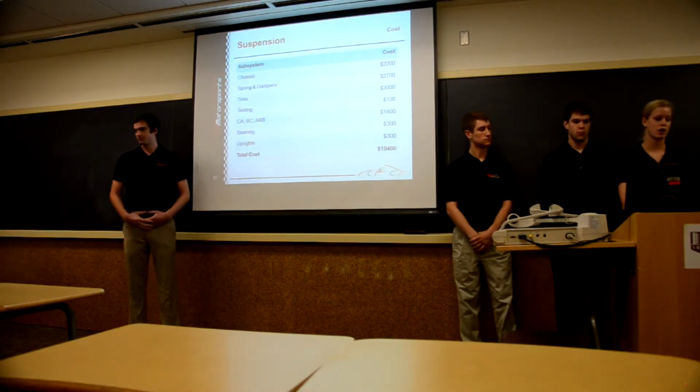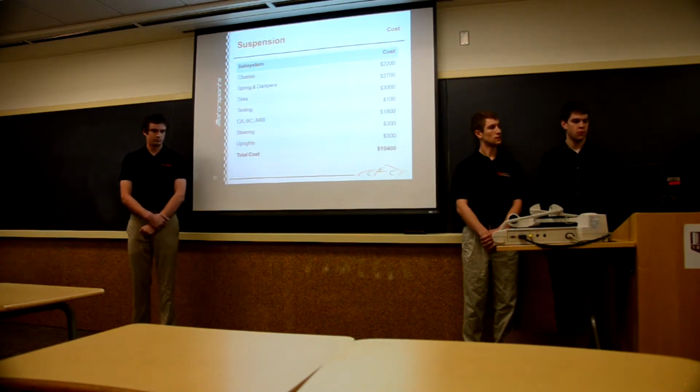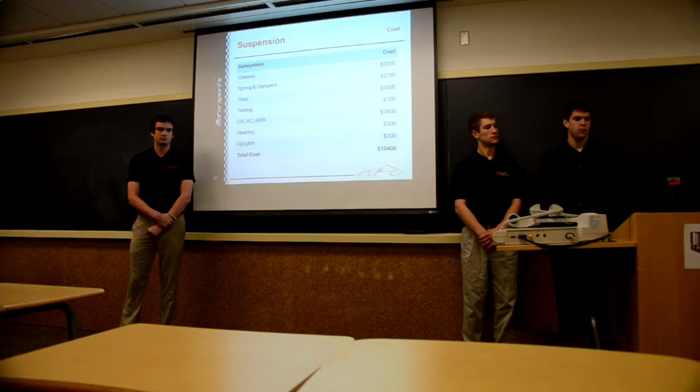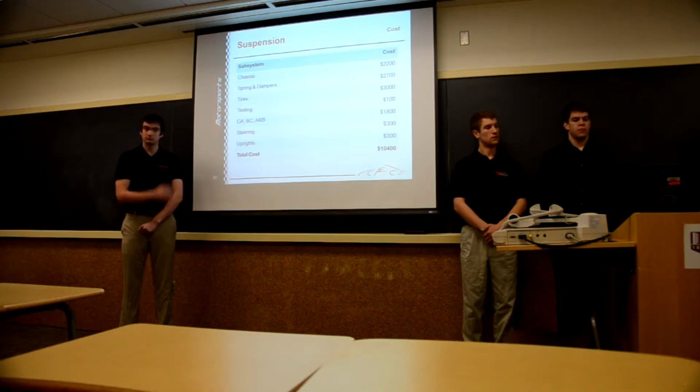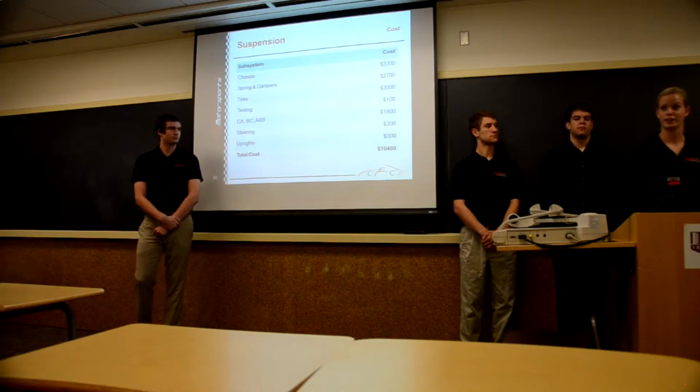Here's an overall cost estimate for the suspension sub-team. We're going to need a new set of dampers, which is going to be quite pricey, new tires, and then the chassis. We have an estimated cost of $10,400, but that is very likely to change around.